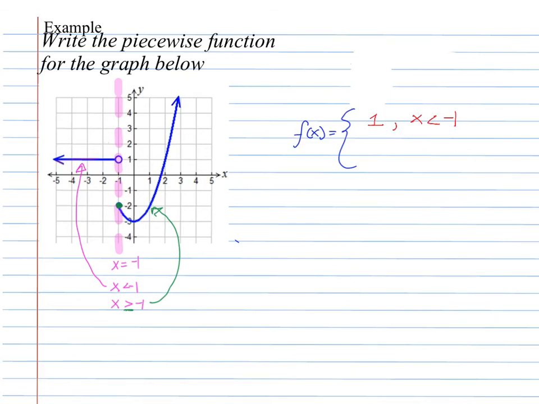My second function is a quadratic, so I know that's going to have an x squared. The y-intercept is -3, so that'd be -3 because that's my k. And the restriction on there is all the x's that are greater than or equal to -1. And that would be my piecewise function.